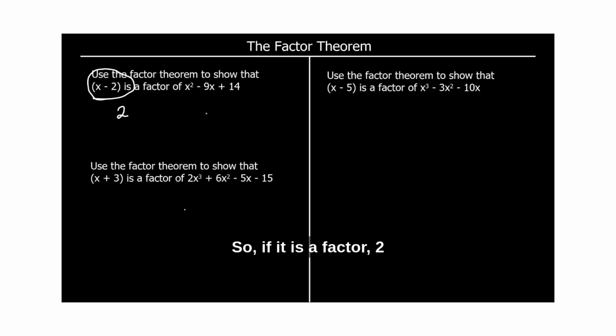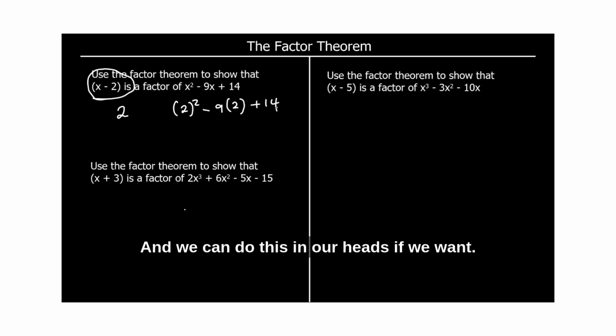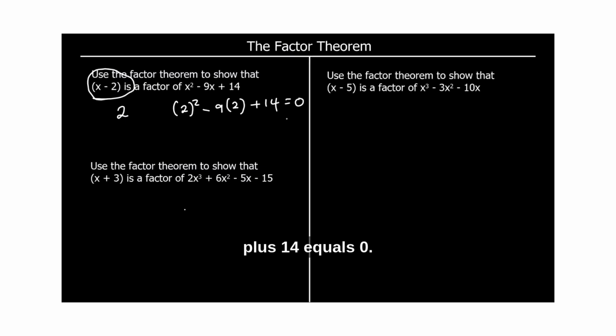So if it is a factor, 2 squared minus 9 times 2 plus 14 will be equal to 0. And we can do this in our heads if we want. 2 squared is 4. Take away 18 is negative 14 plus 14 equals 0. So because 2 makes this equal to 0, x minus 2 must be a factor.